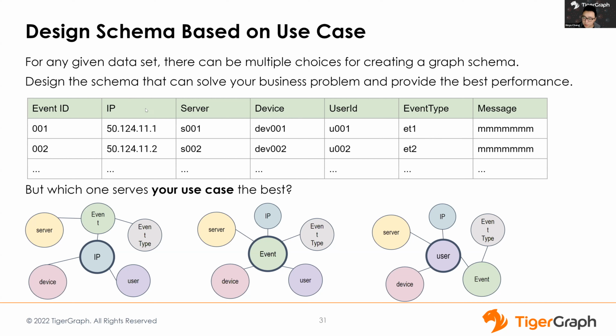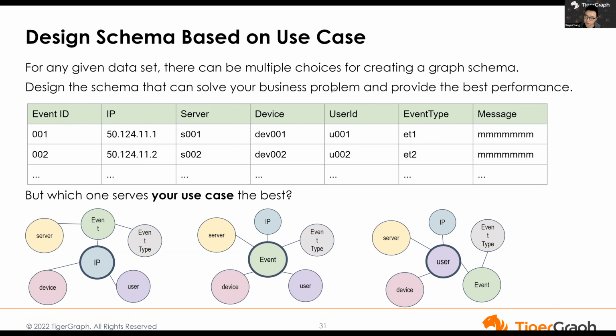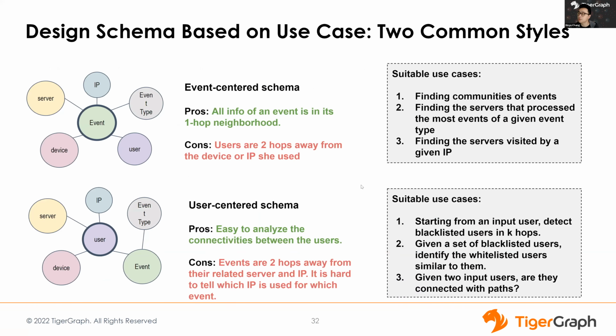And there can be many different possibilities to define the schema given all these columns, because you can basically connect an edge between any pair of things, right? Then there are a lot of choices and possibilities when we define the schema. But what design is the best really depends on what use case you have, right? We want to design the schema that can serve your use case the best. So for example, we can put IP in the center, we can put the event in the center, we can put a user in the center, right? But which one makes more sense to you? Then we really need to ask ourselves what we want to query, what kind of analysis you want to define, right? What's your use case?